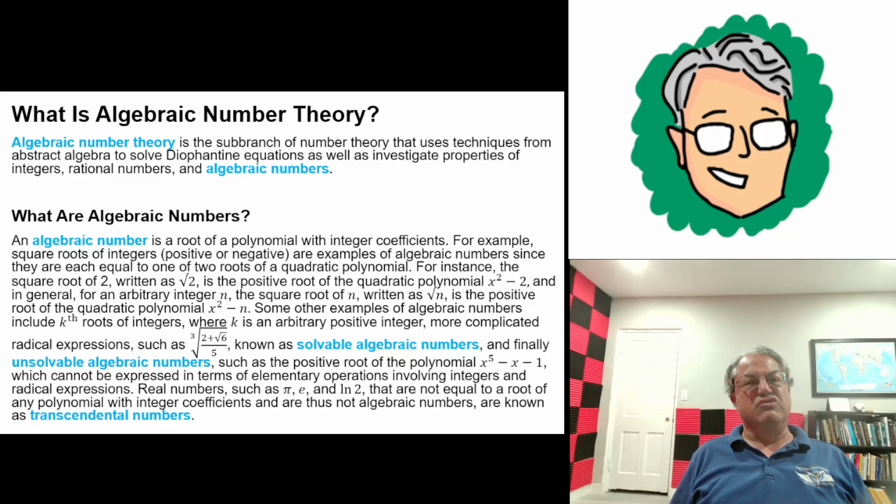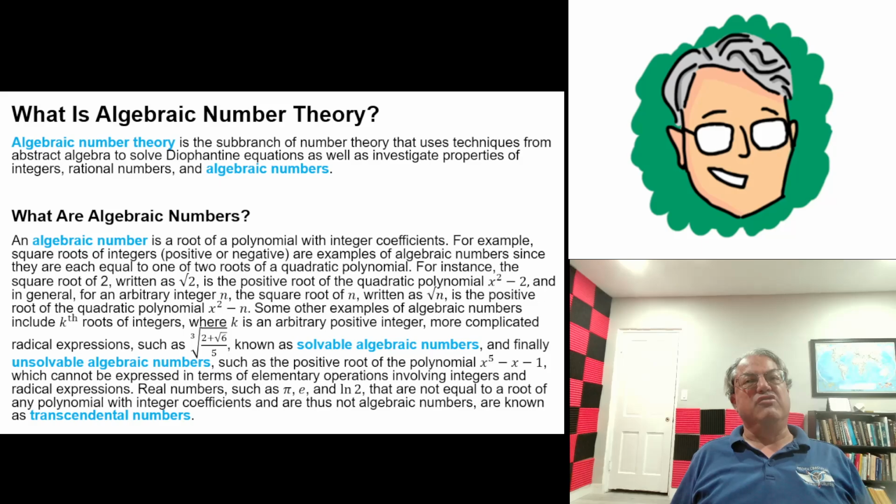But we can go beyond square roots. We can do cube roots, fourth roots, nth roots. Those are still algebraic numbers. I mean, the cube root of 2 would just be a root of the equation x cubed minus 2 equals 0. And you can have very complicated rational expressions. These are also called solvable algebraic numbers, solvable because they're solvable in terms of radicals. You can have some very complicated expressions like the cube root of the fraction (2 plus square root of 6) over 5. That's just an example I came up with.